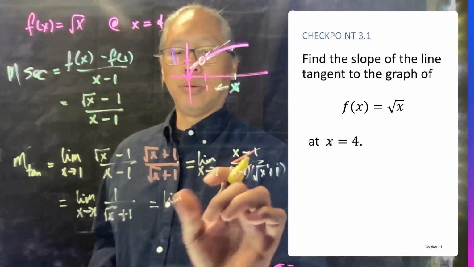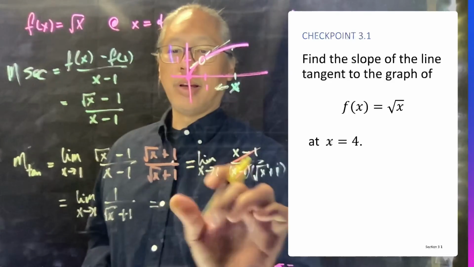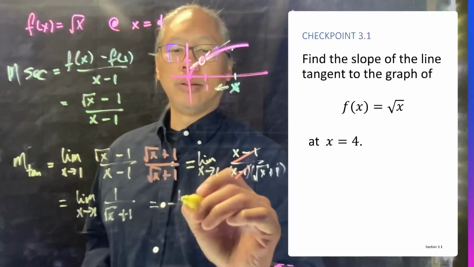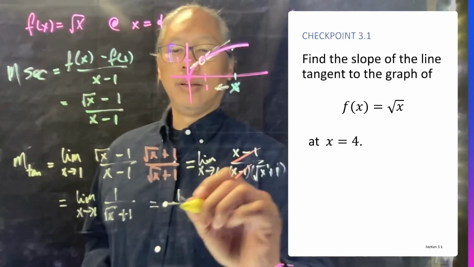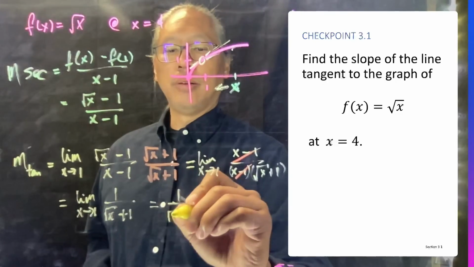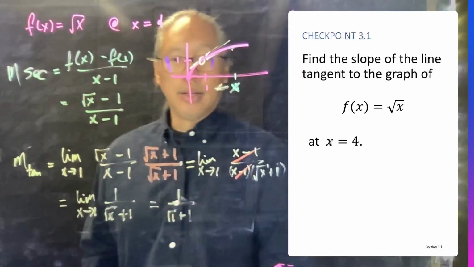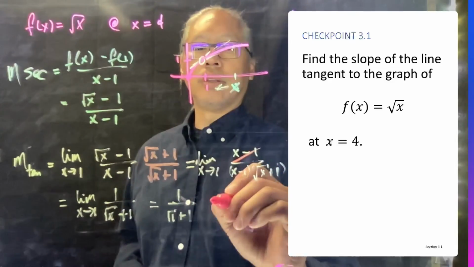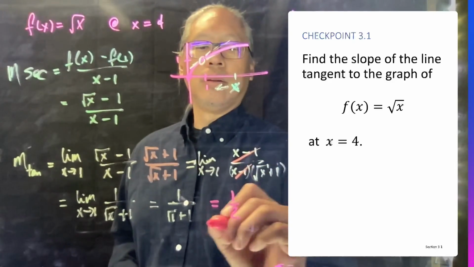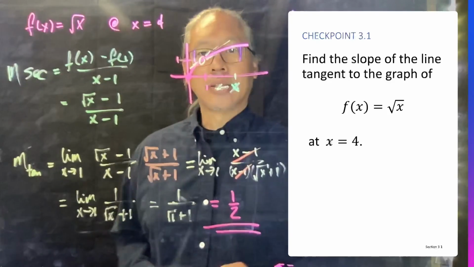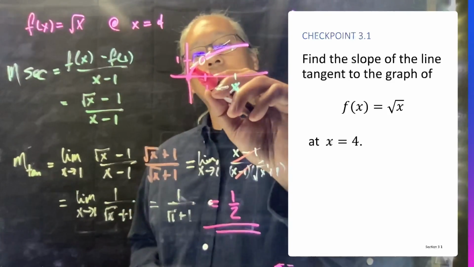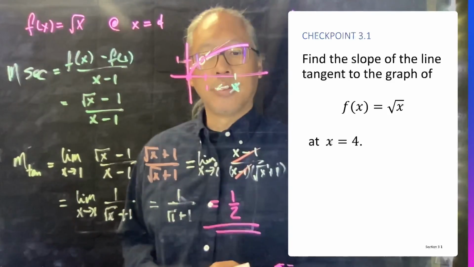Well, we don't have the limit anymore if we're going to evaluate it at 1. So this is 1 divided by the square root of 1 plus 1. So the square root of 1 is 1, and that's just going to give us a 2 in the denominator, 1/2. So that's the slope. The slope of this line here is going to be 1/2.